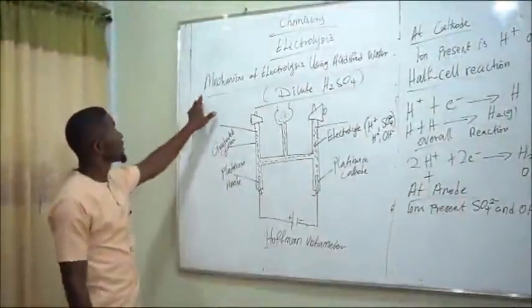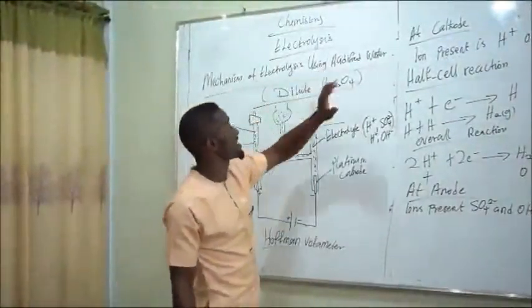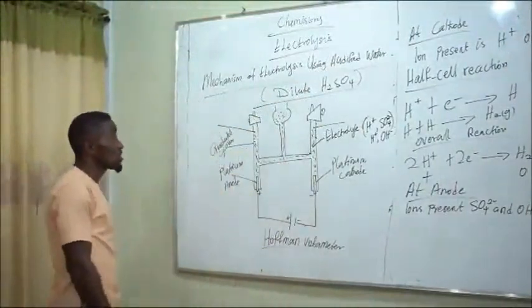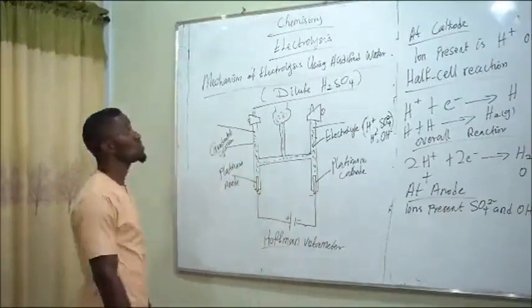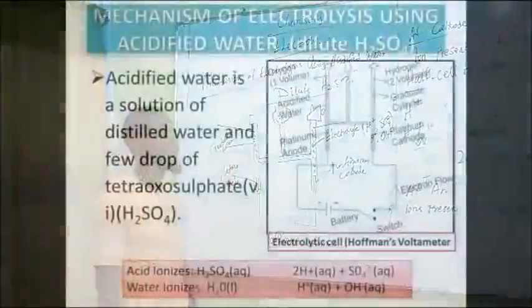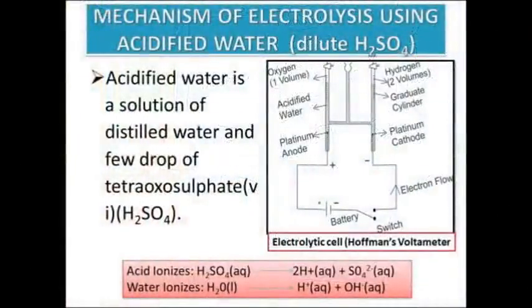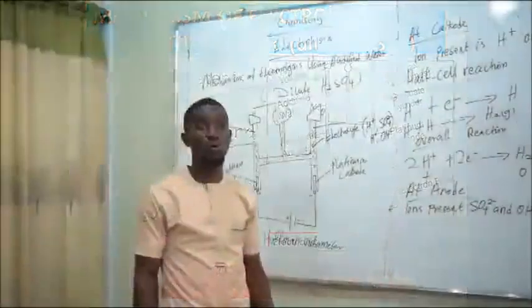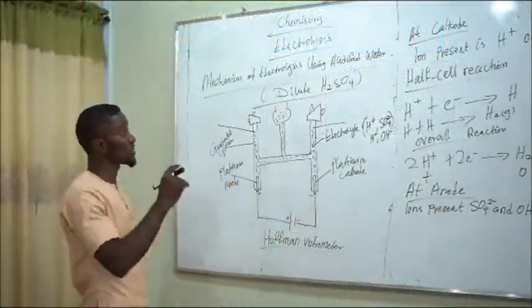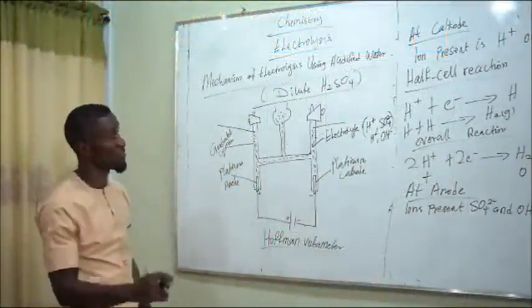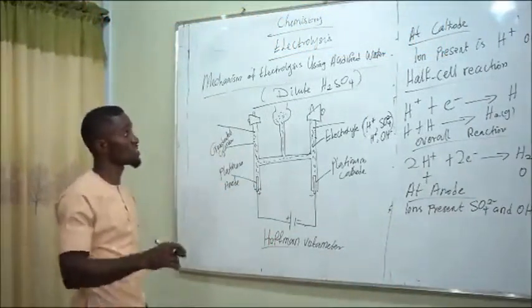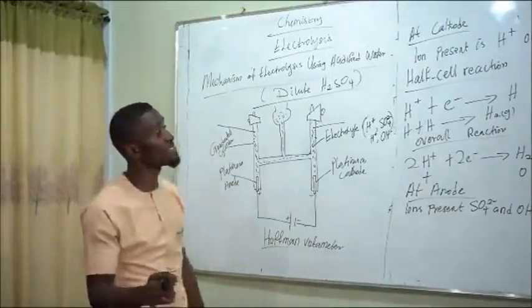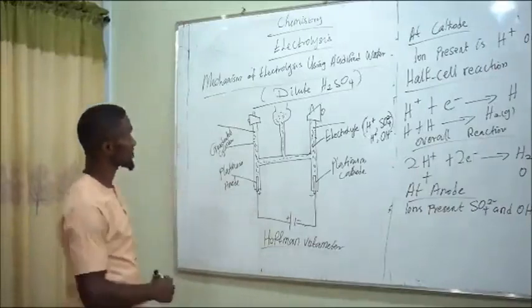Okay, so we look at the mechanism of electrolysis using acidified water or dilute tetraoxosulfaceous acid. Now, what is acidified water? Acidified water is the water that contains few drops of tetraoxosulfaceous acid. And what is the work of these few drops of tetraoxosulfaceous acid in water? It helps to increase the conductivity of the solution by increasing the ion concentration.